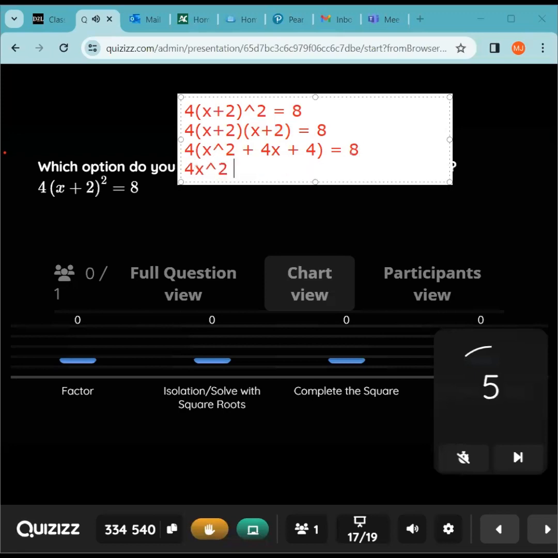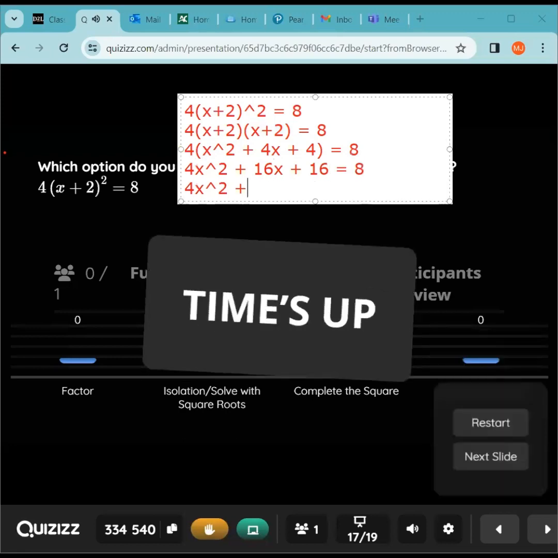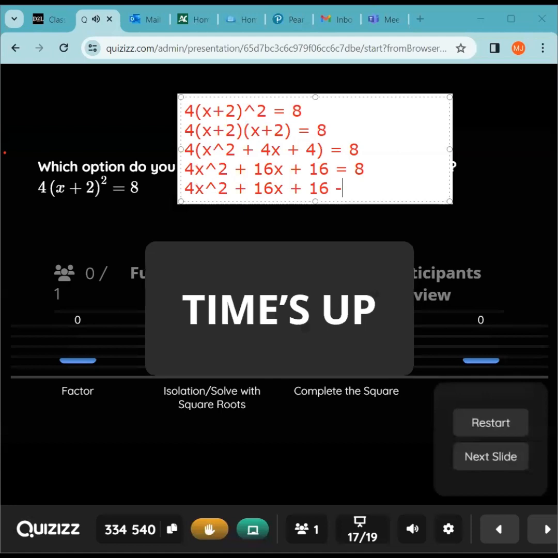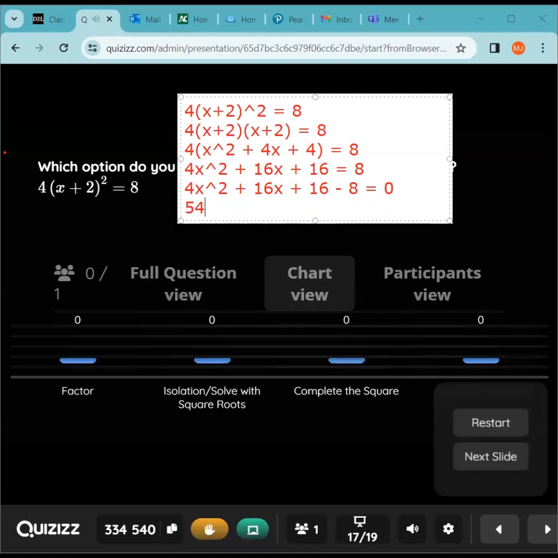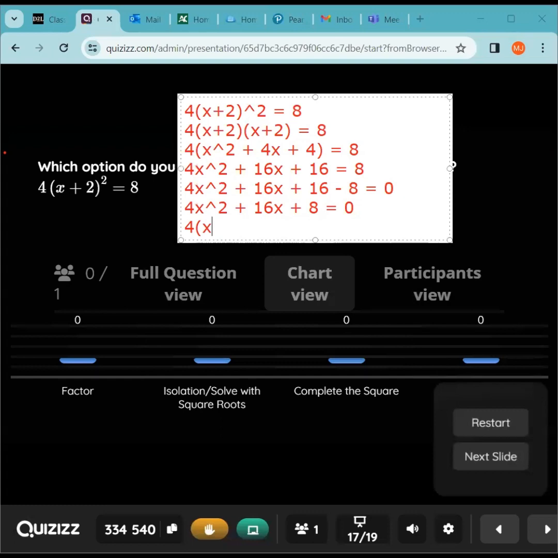Then bring the 4 in, 4x squared plus 16x plus 16 equals 8. 4x squared plus 16x plus 16 minus 8 equals 0. 4x squared plus 16x plus 8 equals 0. And then we could factor 4 out. 4 times x squared plus 4x plus 2 equals 0. So we can't do factoring here, because we can't find two numbers that multiply to 2 and add to 4. So let's do the quadratic formula.